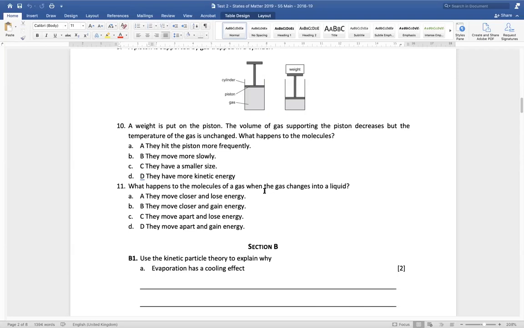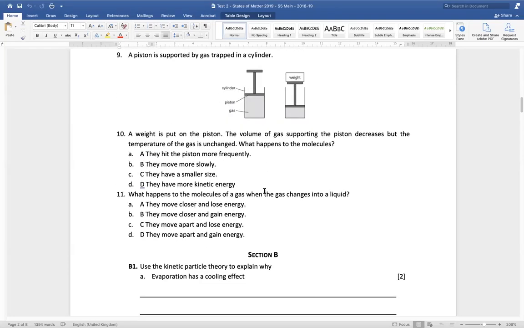Okay, what happens to the molecules of a gas when the gas changes into a liquid? Pretty simple. This is a fact that we need to remember, that when they become gas, the molecules themselves stay the same size. It's just that they go further away and they gain energy. Similarly, when they become a liquid, as the question is requiring us to answer, they will move closer together and they will lose energy. So the answer here is A. Good, Iman. So the answer is A.